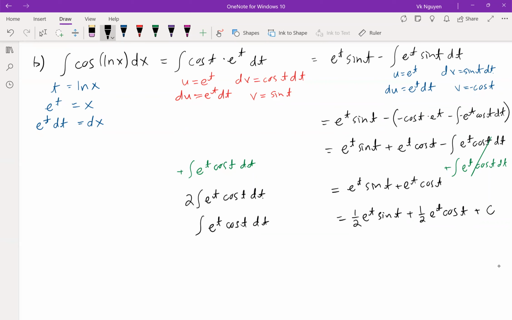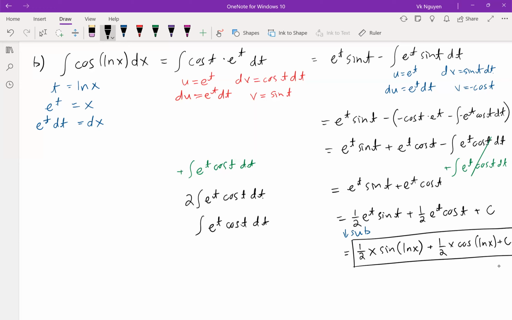So the next step is to do the substitution back. t is ln x, and then e^t is x. So we have 1/2 x sine ln x plus 1/2 x cosine ln x plus c. Pretty cool example.